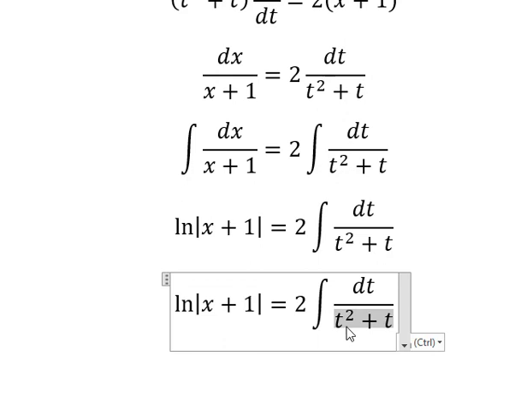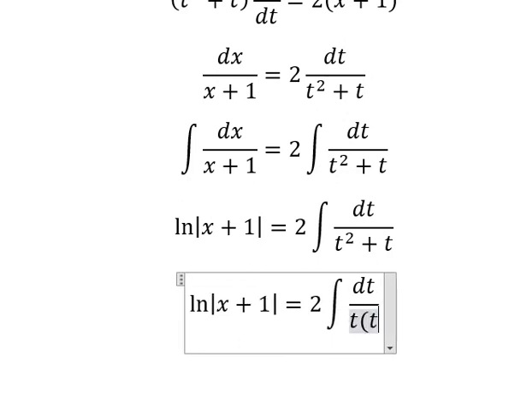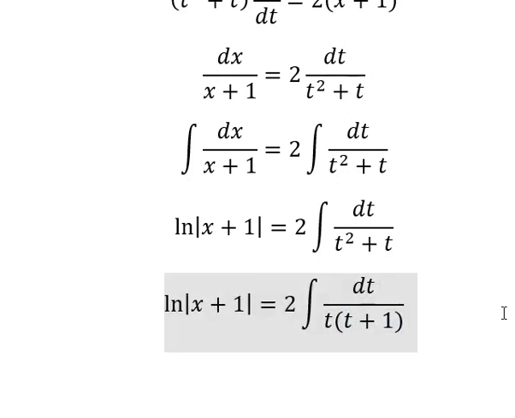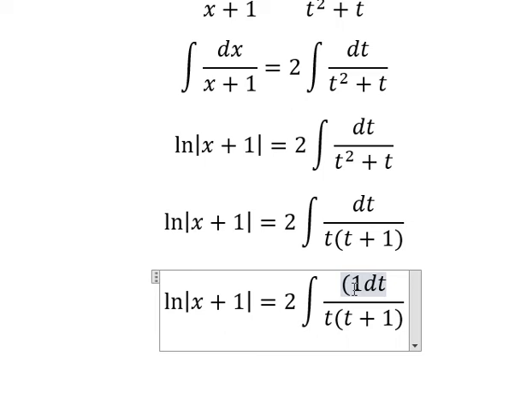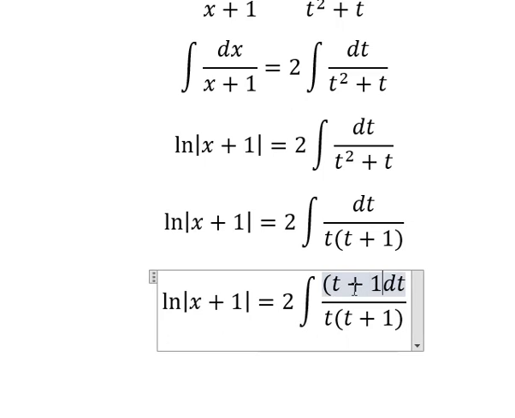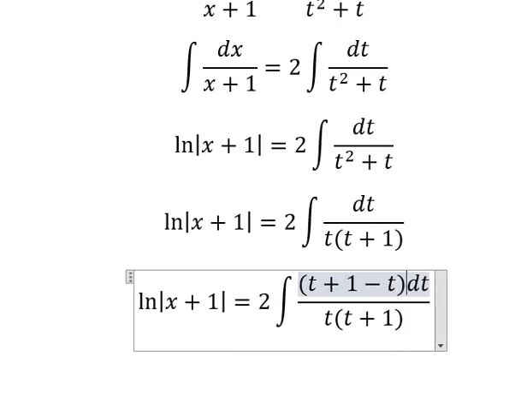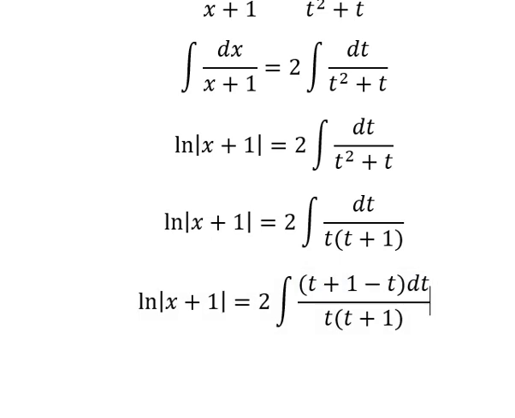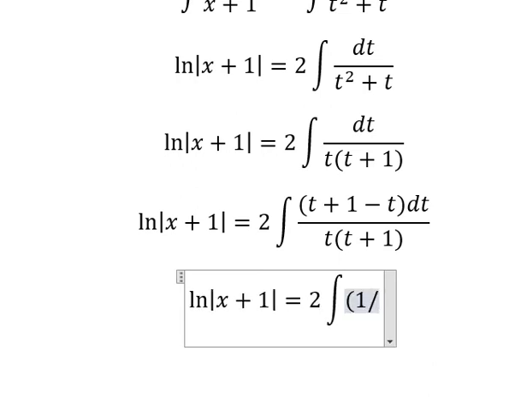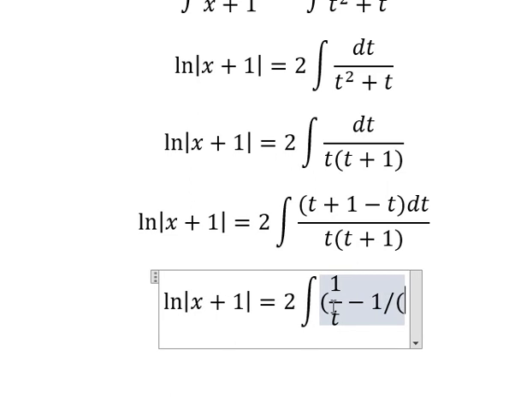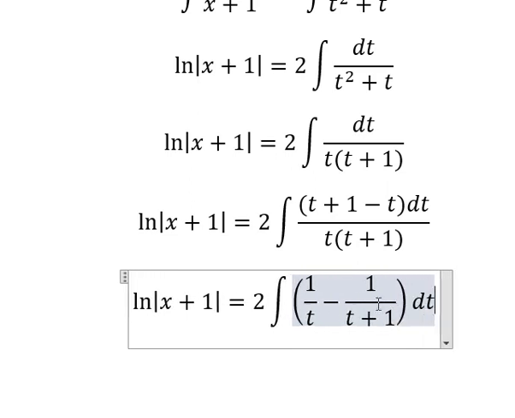We can do factorization in here. We know that the coefficient of dt is number 1. In this situation, I need to add t in here. Later we need to subtract t. So t plus 1 divided by t plus 1 and t divided by t. So we have 1 over t minus 1 over t plus 1 dt.